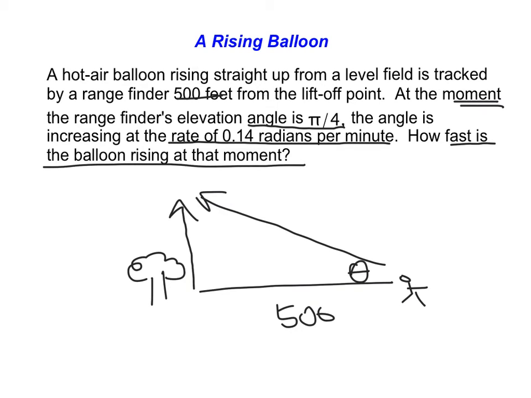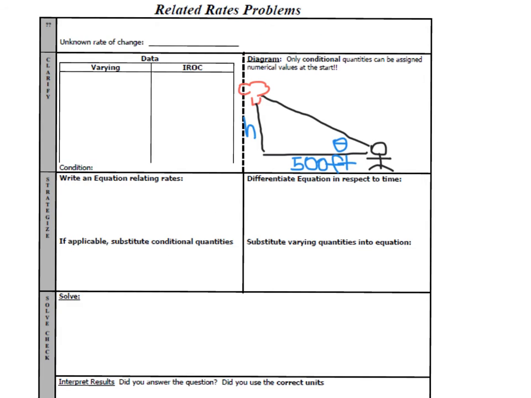So we want to find the change in height over time. So let's fill out our organizer and get this started. So here's my lovely diagram. So the unknown again was what is the rate of change in the height of the balloon with respect to time. Now, what function am I going to use for this?